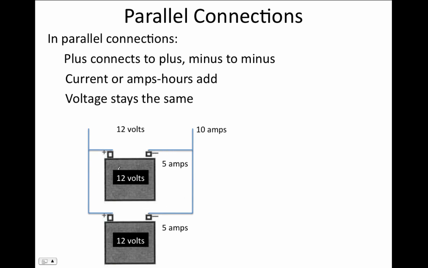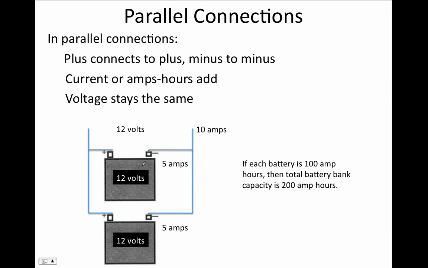When do you do this? When you already have a component that's at the right system voltage, but you need to add more capacity. You need to add more current, typically, or more storage, more amp hours to the system.